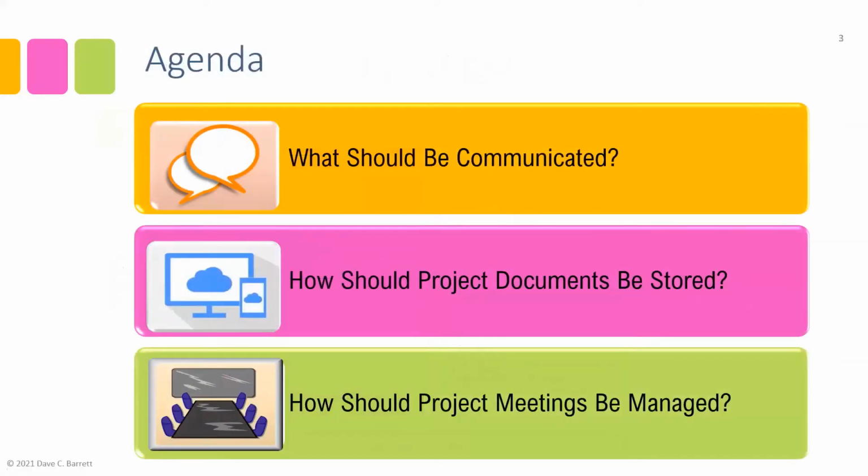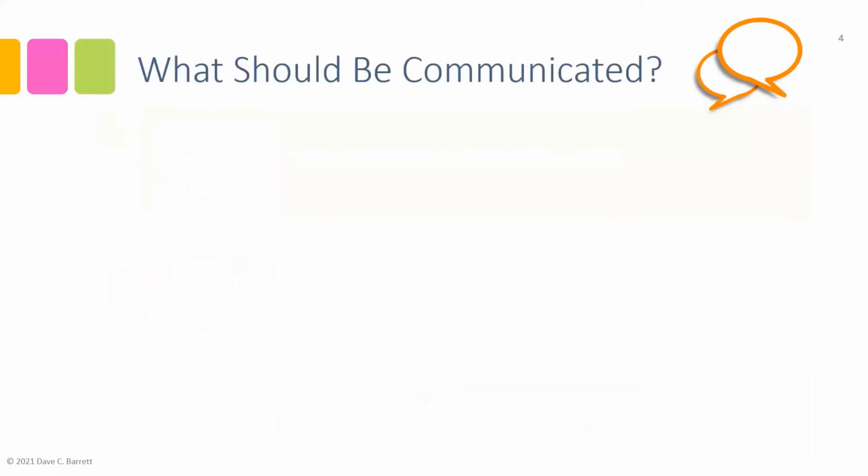So on our agenda, there are three questions we are going to answer. First of all, what should be communicated? Secondly, how should project documents be stored during this project? And finally, how should project meetings be managed during the project? Those are the three main questions of communications planning. Now, the first one, what should be communicated?